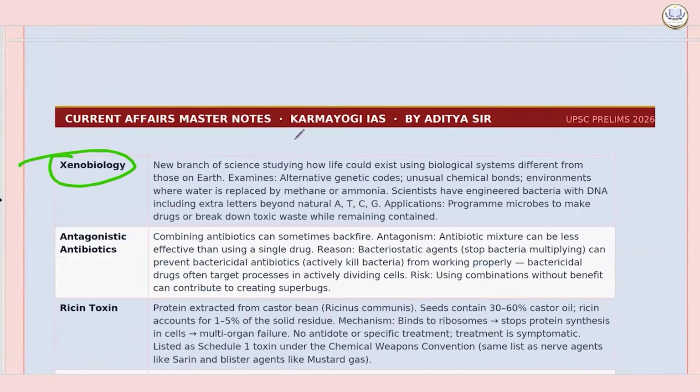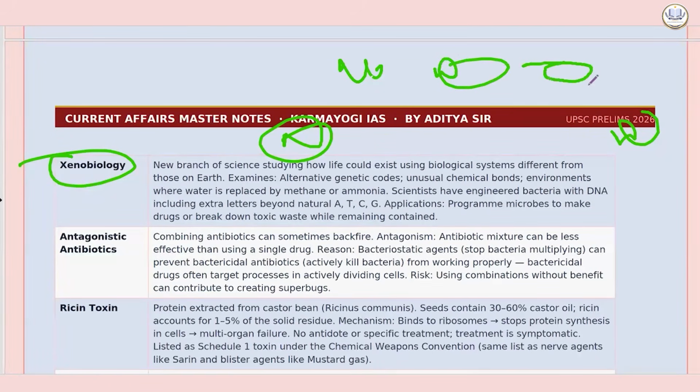We have xenobiology, a new branch of science studying how life could exist using biological systems different from those on Earth. It examines alternative genetic codes, unusual chemical bonds, and environments where water is replaced by methane or ammonia. Scientists have engineered bacteria with DNA including extra letters beyond the natural A, T, C, G. The application is to program microbes to make drugs or break down toxic waste while remaining contained.